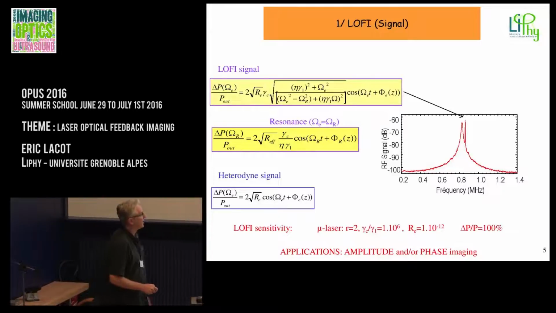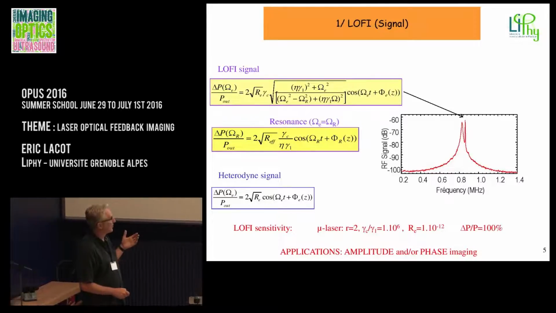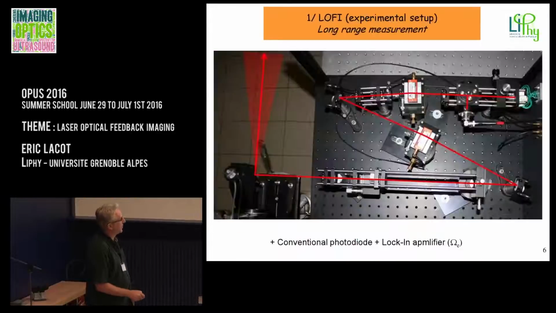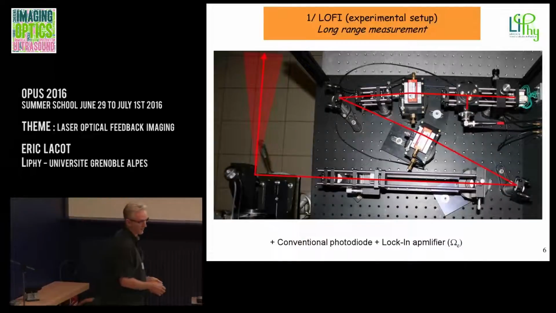So with this sensitivity we have tried to obtain different kinds of imaging by the detection of this parameter, amplitude imaging, or by the detection of this parameter, this one, and this is phase imaging.